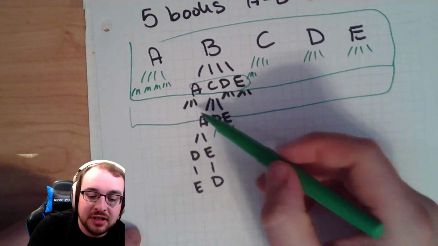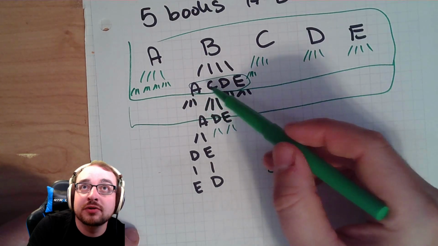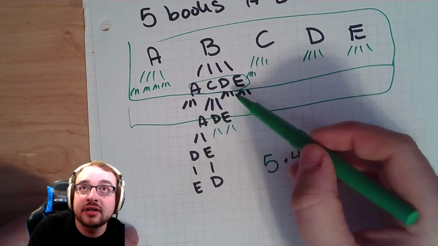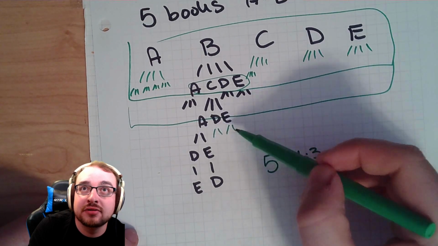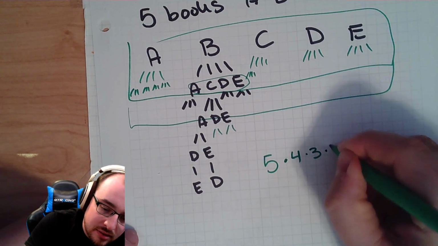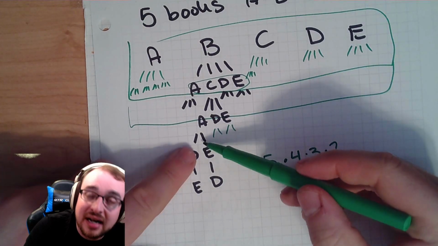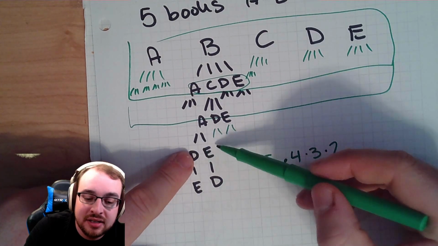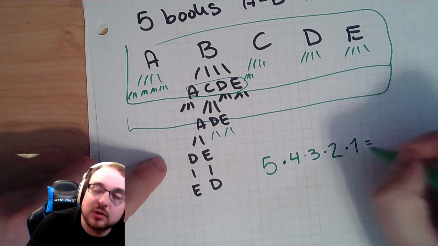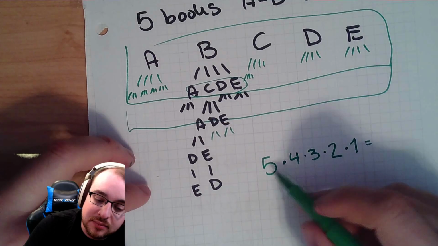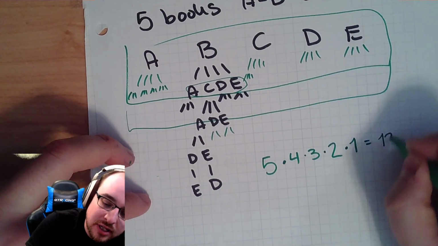So 3 choices for each of these 4. I had 4 choices, each of those had 3 options, and then each of those 3 has 2 options. 2 there, 2 there, 2 there. And for every 2 that I have here, D, E, or whatever, I have 1 choice after that. So in total, I have 5 times 4 times 3 times 2 times 1. That's going to be 60 times 2, which is 120.